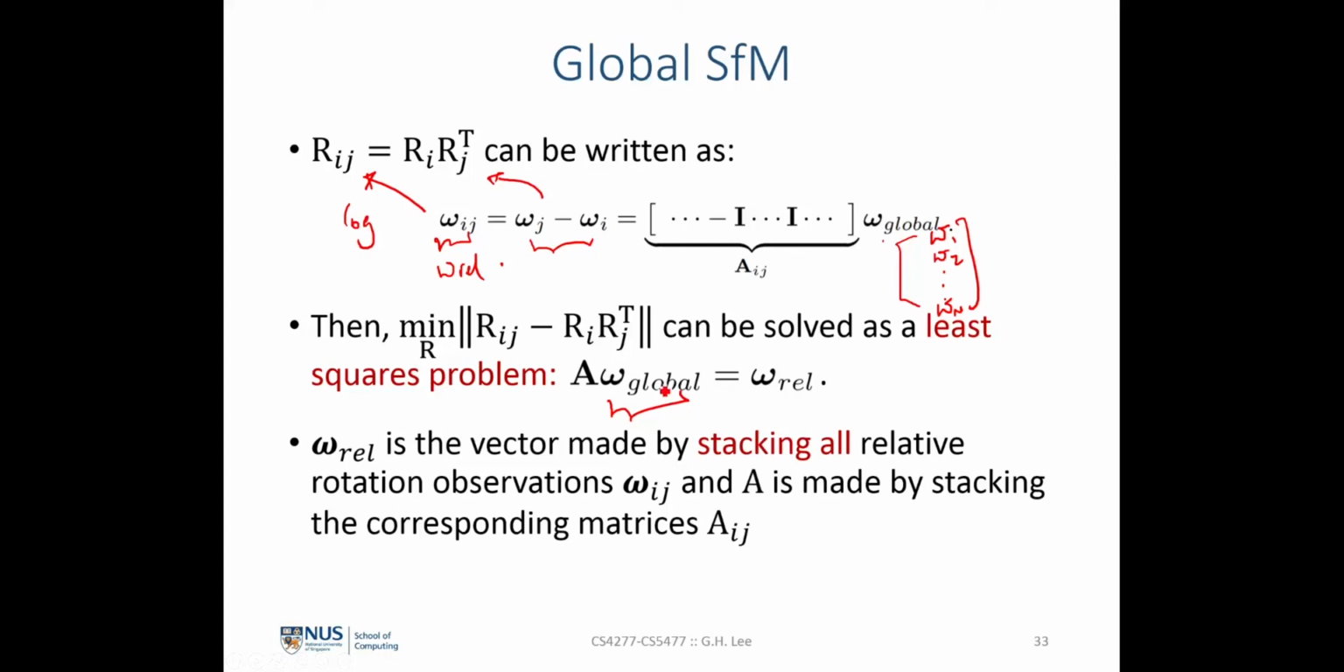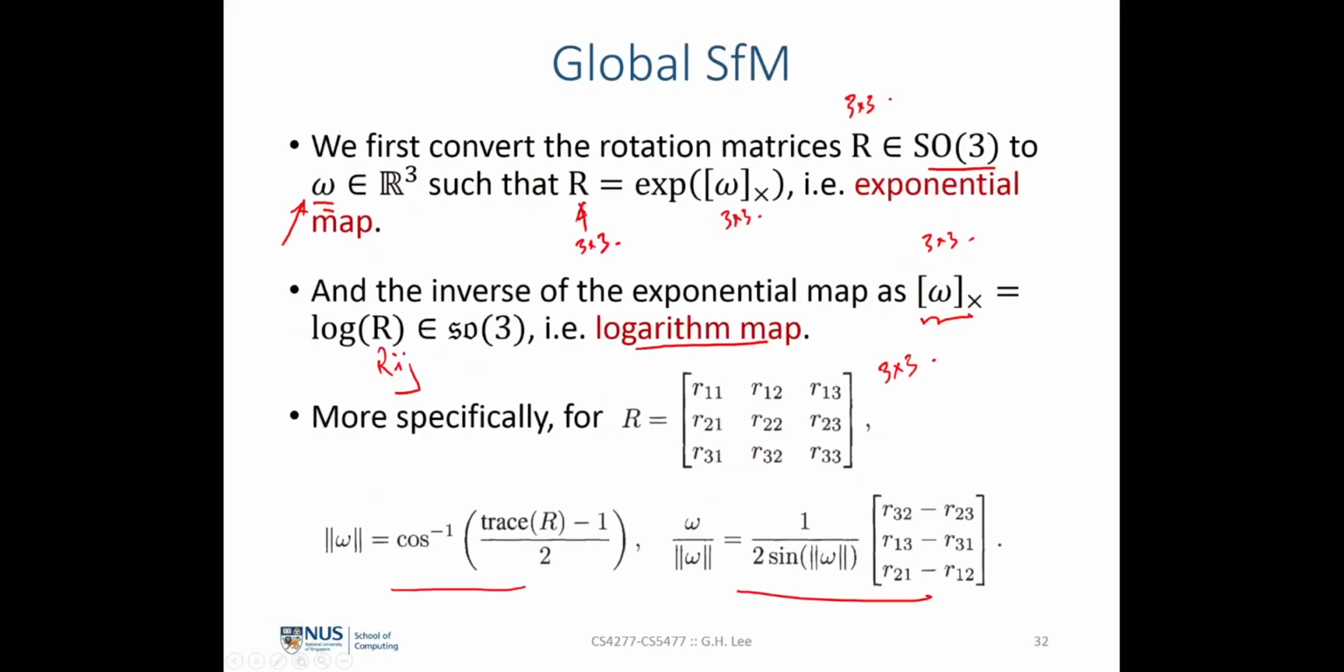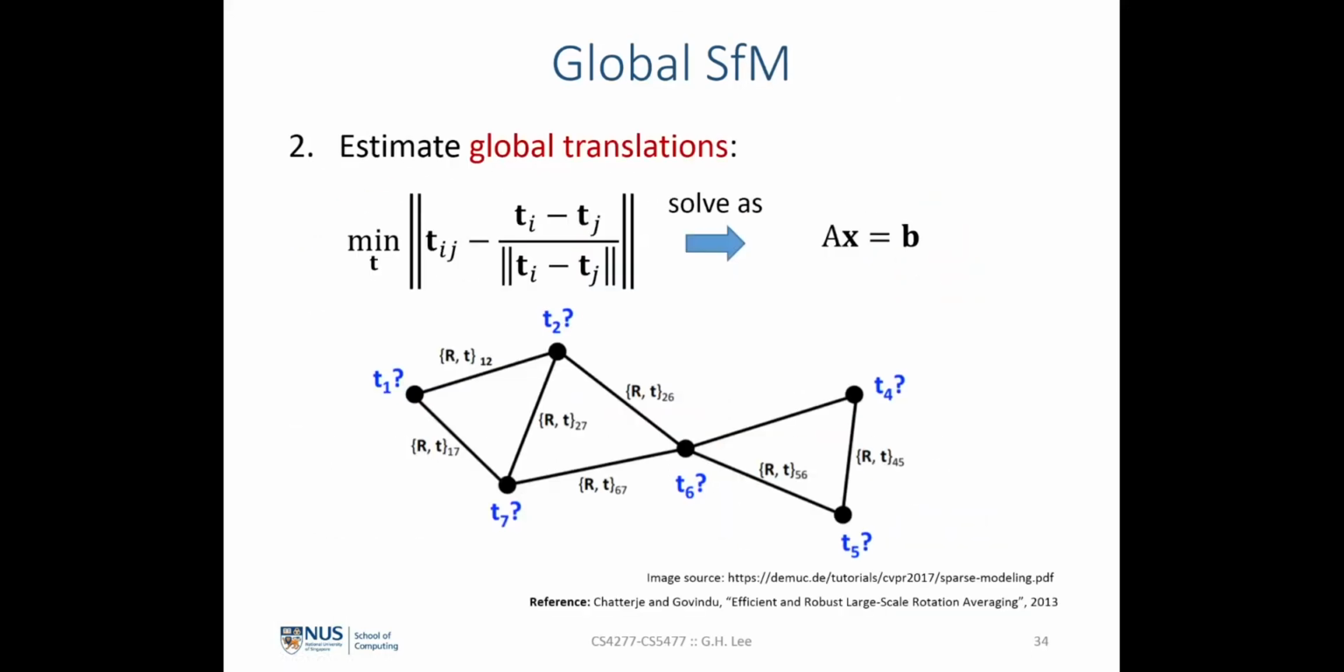Once we have computed omega global, we can convert it back into the rotation matrix by using the inverse of the logarithmic map, which is the exponential map, as shown in this equation. Similarly, we can solve for the global translations using similar methods.